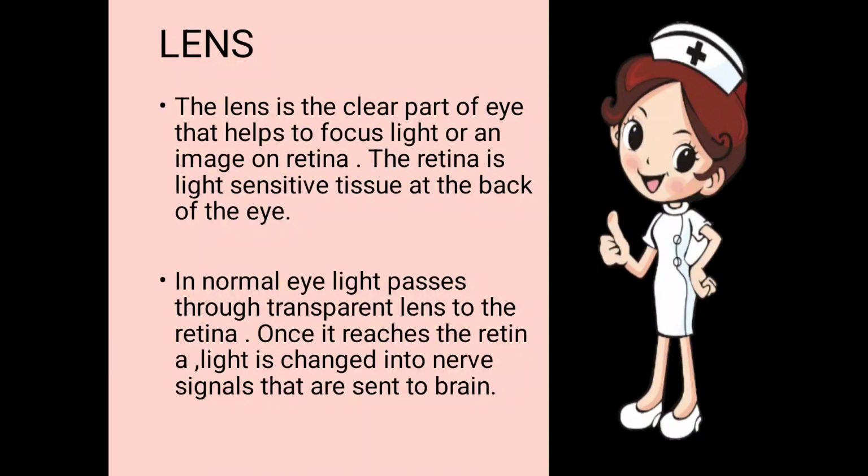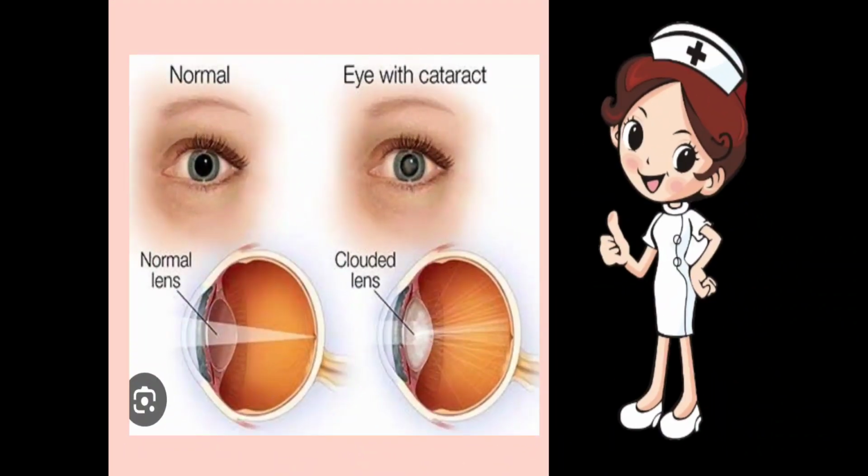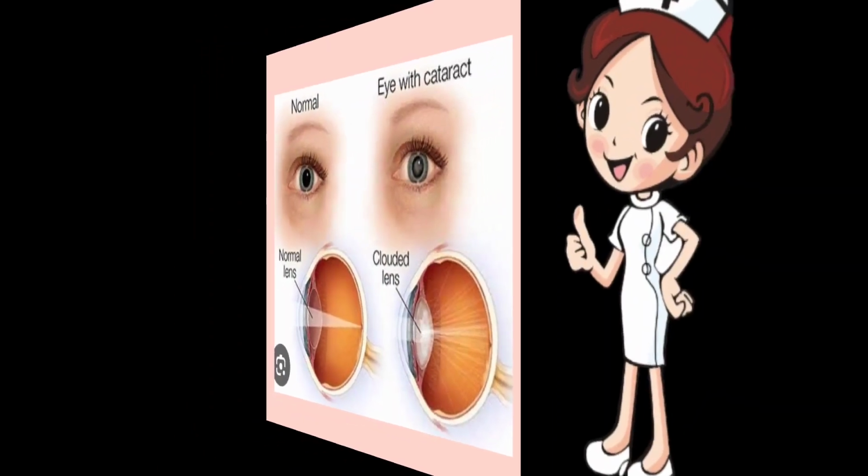Next, the lens. Now what is a lens? The lens is a clear part of the eye that helps to focus the light or an image on the retina. The retina is a light sensitive tissue at the back of the eye. Now if you notice here, this one is the lens and this is the normal lens. As the lens is normal, the light rays coming from infinity pass through the lens. The function of the lens is to focus the image on the retina. This one is the retina and it is a light sensitive tissue. So all the light is focused at one point on the retina. This is the function of a normal lens.